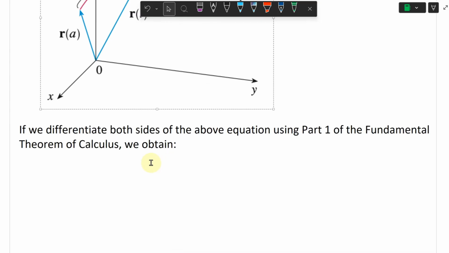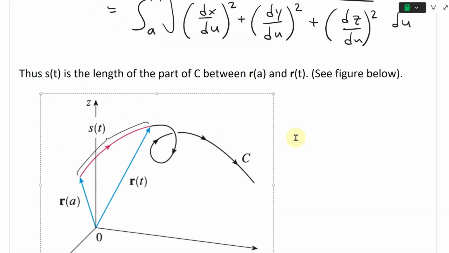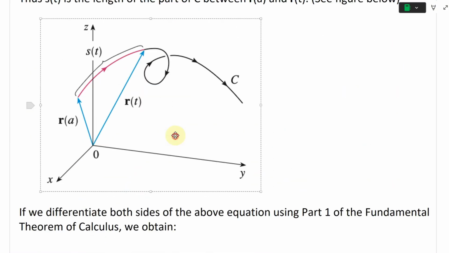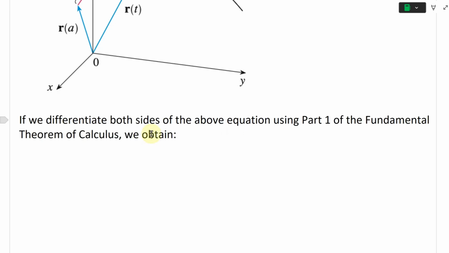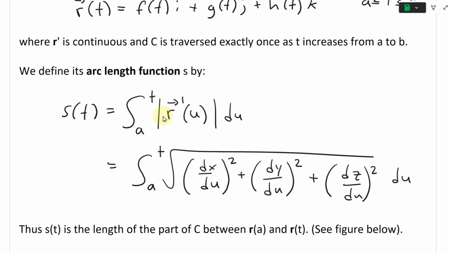Anyways, going further, if we differentiate both sides of the above equation using part 1 of the fundamental theorem of calculus, we obtain... So if we take the integral of both sides to get the definite integral. No, actually, we're not taking an integral, we're differentiating. So using part 1 of the fundamental theorem, we're not getting a definite integral, we're just getting the term inside. So if we take the derivative of this, ds over dt, that's just going to be that inside function there.